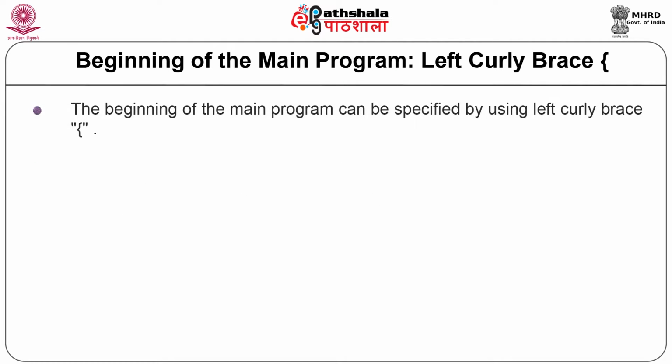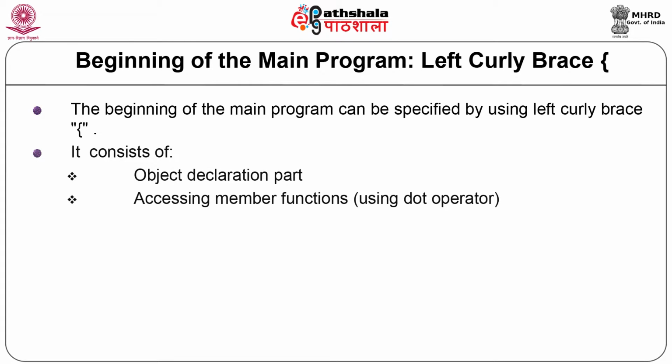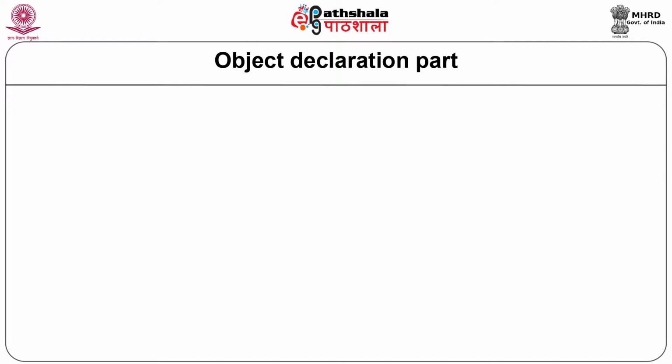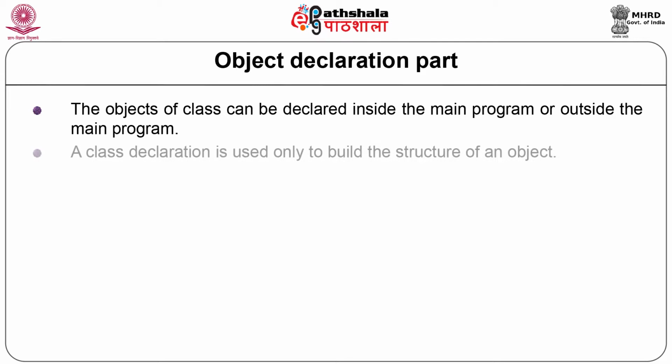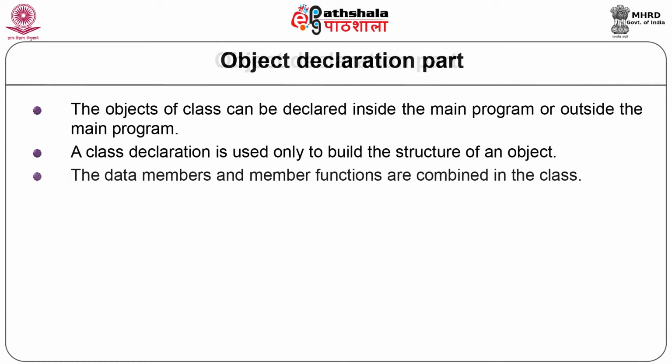The left brace is the beginning of the main program and it is specified using the curly braces. It consists of the object declaration part and accessing member functions using the dot operator. The objects of a class can be declared inside the main program or outside the main program. A class declaration is used only to build the structure of an object. The data members and member functions are combined in a class.